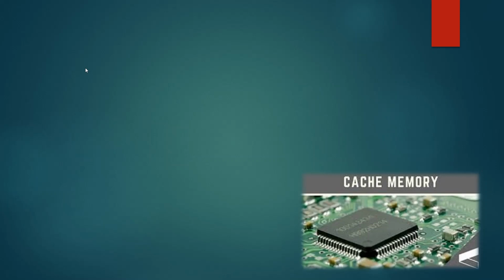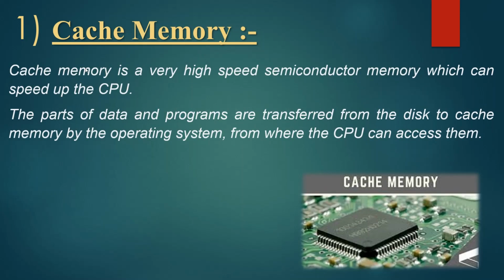First is cache memory. Cache memory is a very high-speed semiconductor memory which can speed up the CPU. The parts of data and programs are transferred from the disk to cache memory by the operating system, from where the CPU can access them.